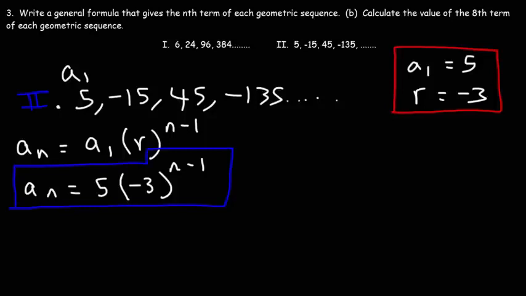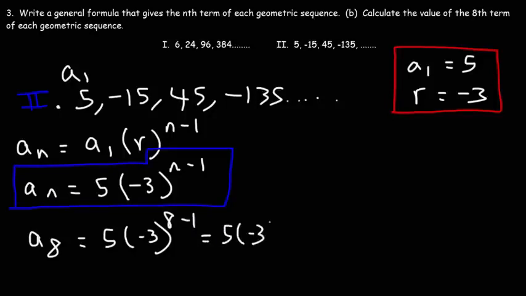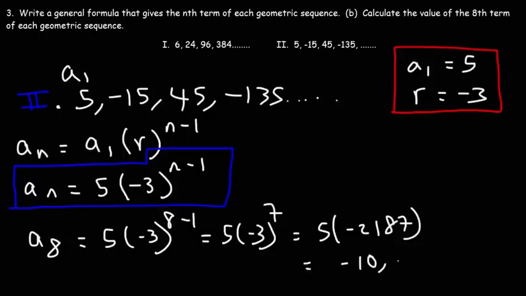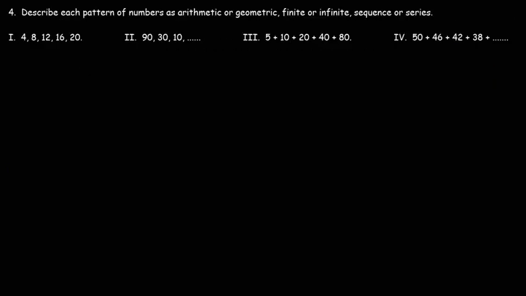Now part B, calculate the value of the 8th term. So let's replace n with 8. Negative 3 raised to the 7th power, that's negative 2,187. Multiplying that by 5, this gives us negative 10,935. So that's the final answer for part B.